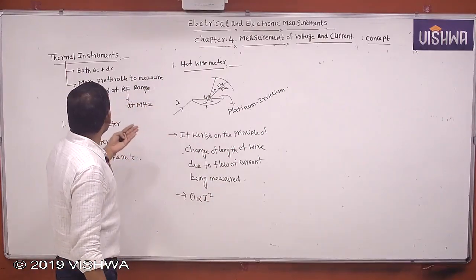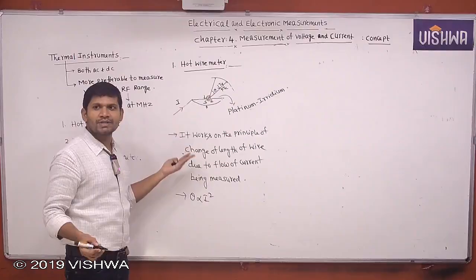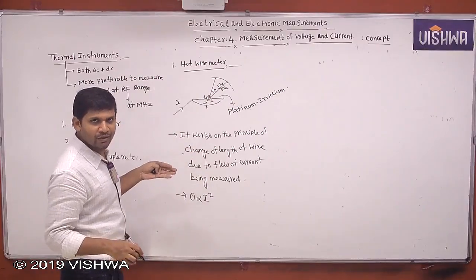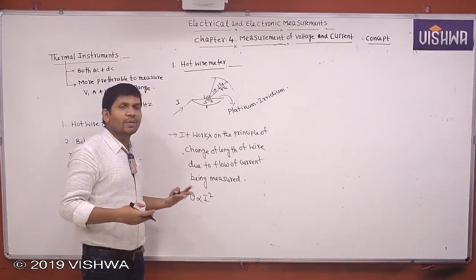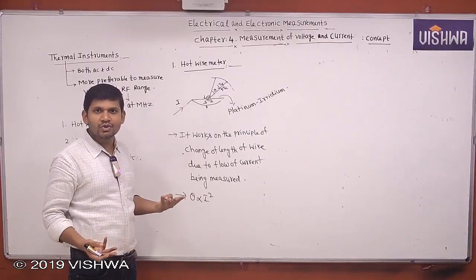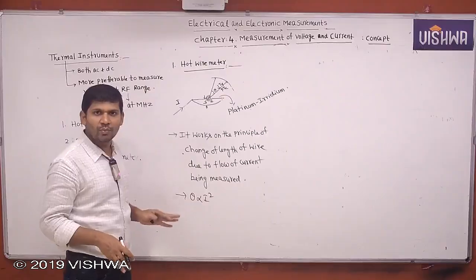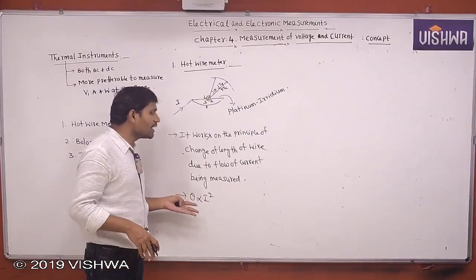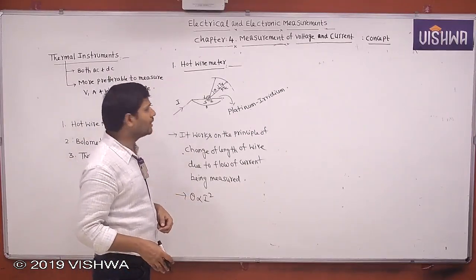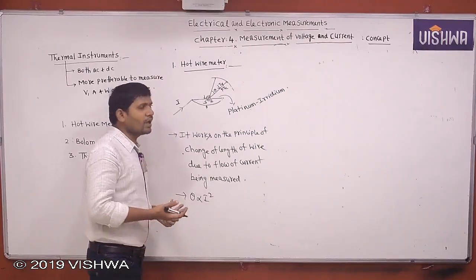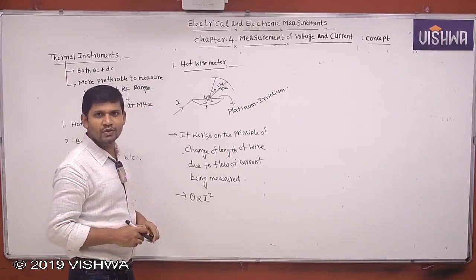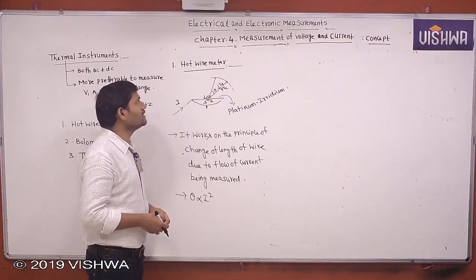All the thermal instruments are also RMS measuring and RMS indicating type instruments. Whatever input we apply, it measures the RMS value. Electrostatic instruments are also RMS measuring. Even a thermal instrument, whether a hot wire meter or thermocouple meter, is an RMS measuring and RMS indicating type instrument. Okay, that is a point to remember. Every thermal instrument is used for both AC and DC.